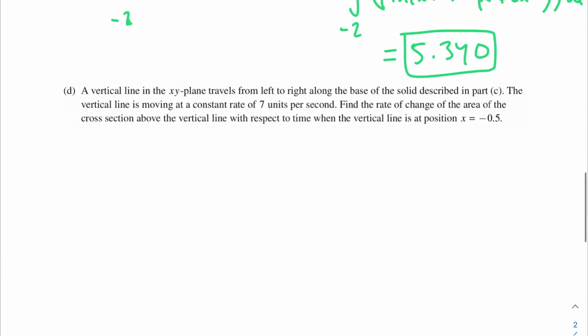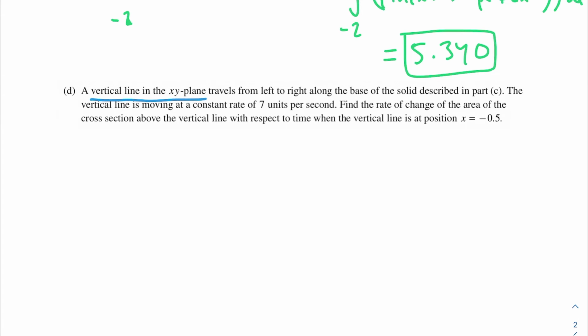Moving on to part D, it says a vertical line in the xy plane travels from left to right along the base of the solid described in part C. The vertical line is moving at a constant rate of 7 units per second. Find the rate of change of the area of the cross section above the vertical line with respect to time when the vertical line is at position x equals minus 0.5. So there's a whole lot of information in this problem, so let's go ahead and break it down.